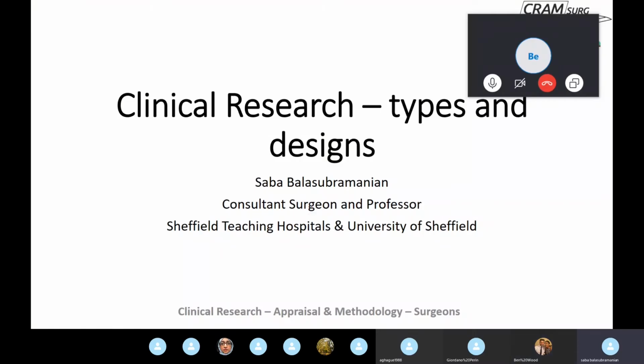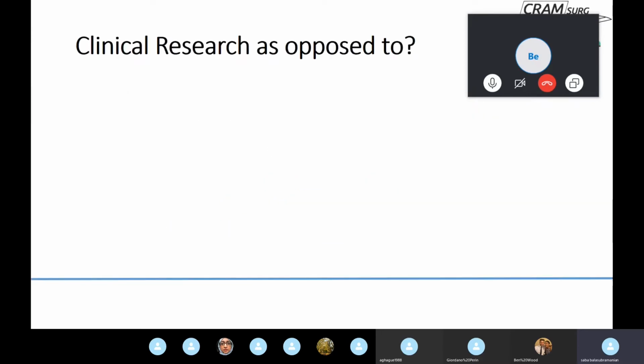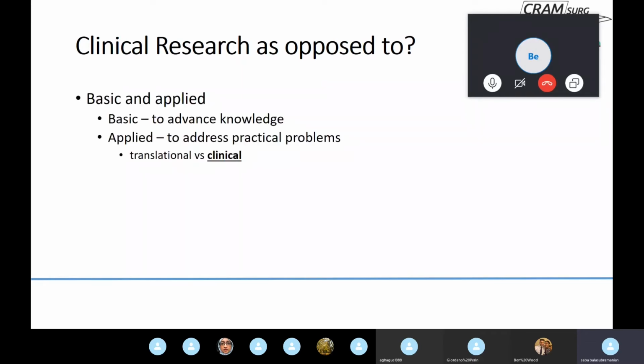Okay, so we're going to talk about types of clinical research, types of designs. So when we say clinical research, I guess the first question would be, as opposed to what other kind of research? And I thought I should give a very short introduction to research types in general. There are a number of different ways in which you can classify research, and I've got a few examples of classification systems.